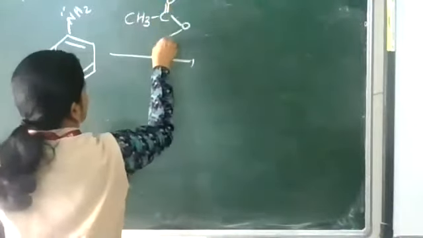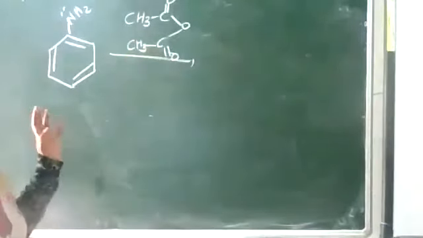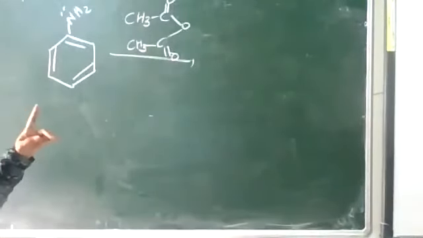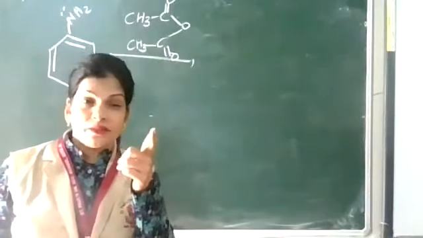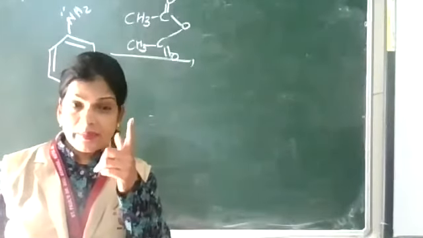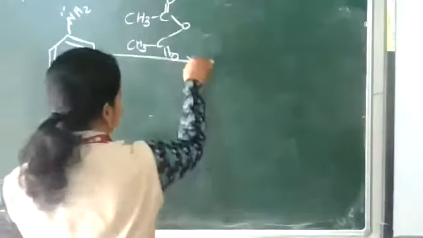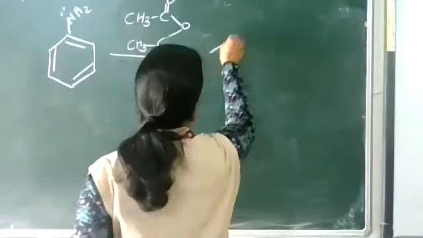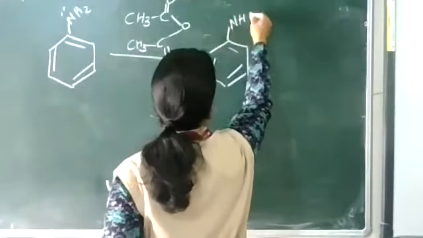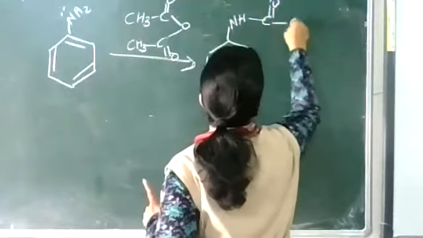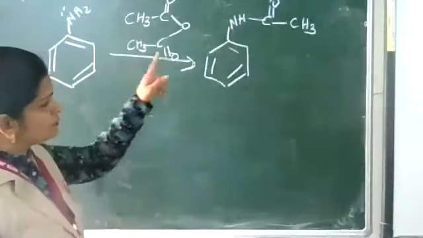Means you are introducing a C double bond O to this nitrogen. If C double bond O is fitted to that nitrogen, then one pair of electrons can be pulled to that side, as in the case of semicarbazide. That pair of electrons from nitrogen is taken to that C double bond O. So by acetylating this, you are making that H shift to C double bond O. By acetylation, you can fit that acetyl group.